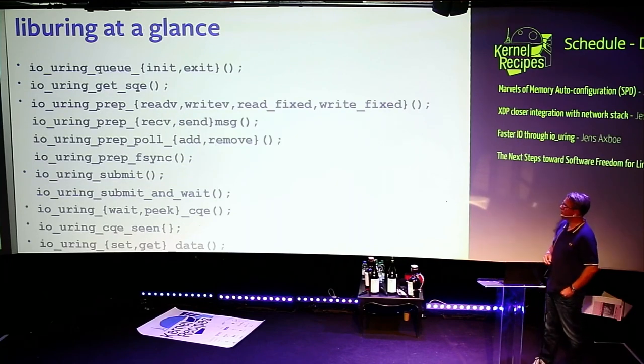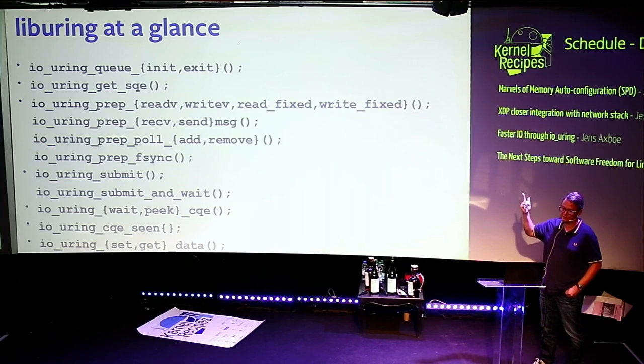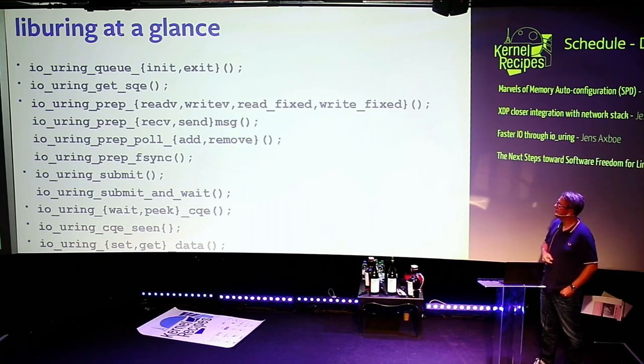Just a quick overview of the io_uring helpers. There's queue exit. Given that the io_uring is actually a file descriptor, the application, when it exits, doesn't have to call queue exit. The file descriptor will be closed, and on the final close of it, it'll free the io_uring. Then there's various prep helpers for the various commands that we have, so you don't need to understand all the fields. And we've got the submit.